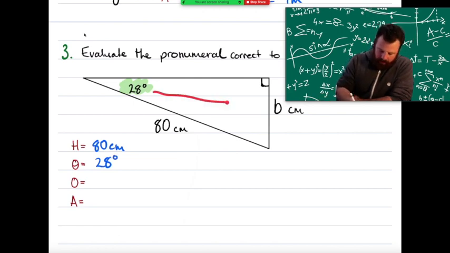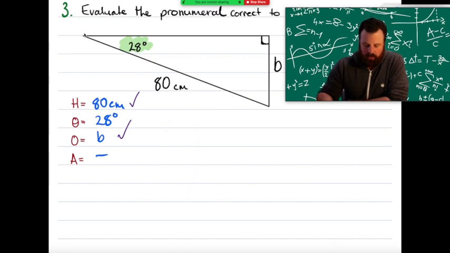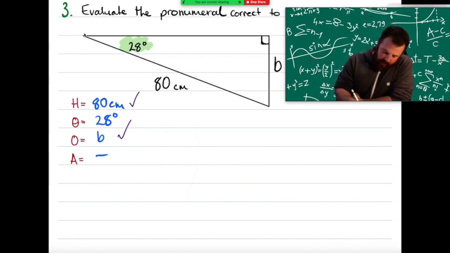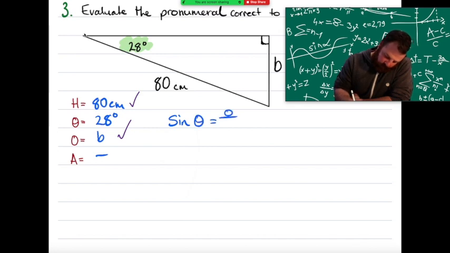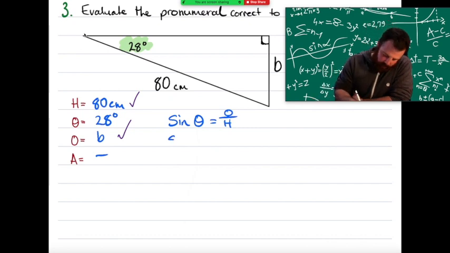The opposite side is on the other side to our reference angle, so it is B. And the adjacent side is blank. So what we are looking at is something that deals with the opposite and the hypotenuse. And what deals with opposite and hypotenuse? That's sine. So what we're going to write is that sine of the reference angle is equal to the opposite over the hypotenuse. Now we're going to substitute in our information. So sine of 28 is equal to B over 80.